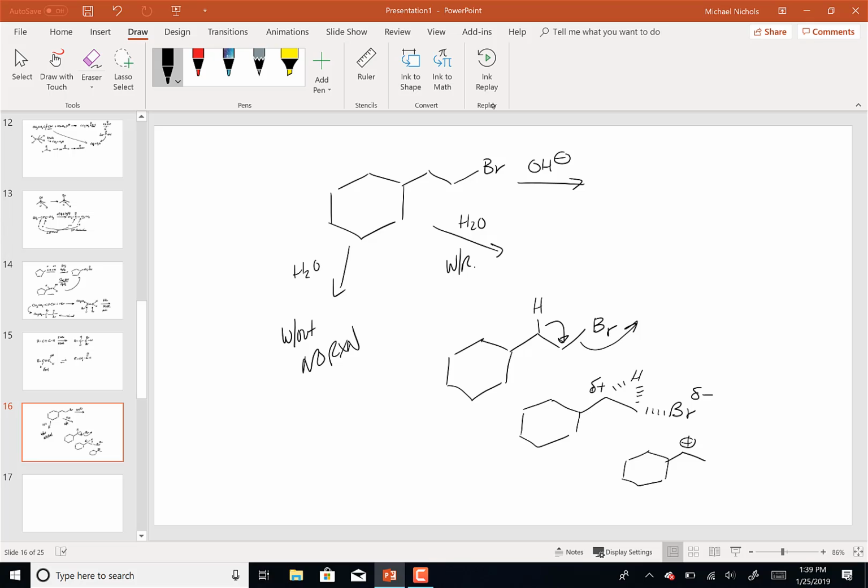Normally, we would just have the leaving group leave, get a carbocation, and then do the switch. And that's what happens with secondaries and tertiaries. But with primaries, we just need this little extra step. And so that's something we need to remember from last semester. So that's how the primary systems work.